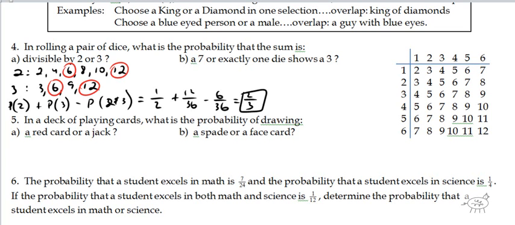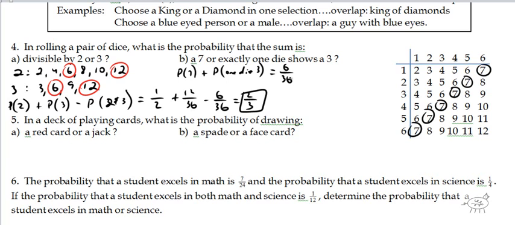Okay, so letter B says a 7 or exactly 1 die shows a 3. So basically what we're doing is the probability of getting a 7 plus the probability of 1 die showing a 3. So the probability of getting a 7 is 1, 2, 3, 4, 5, 6. So it's 6 out of 36.